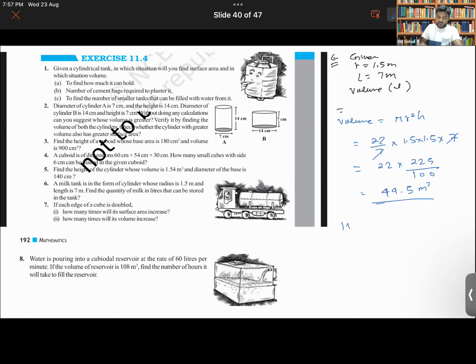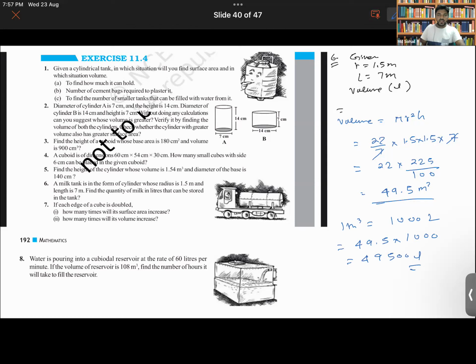And then you will convert it. We know 1 meter cube equals 1,000 liter. So here you will simply multiply it with 1,000. That will be 49,500 liter. Very good, Arhan. That is correct.